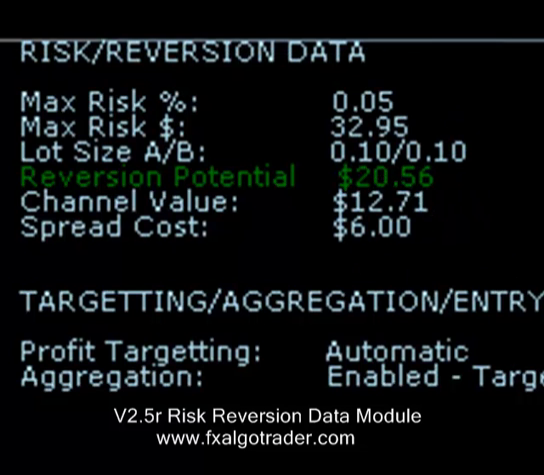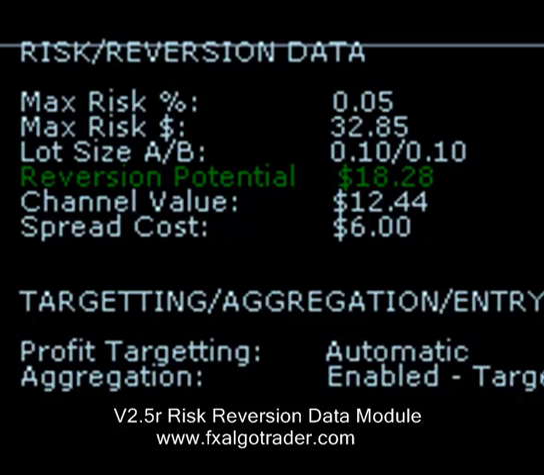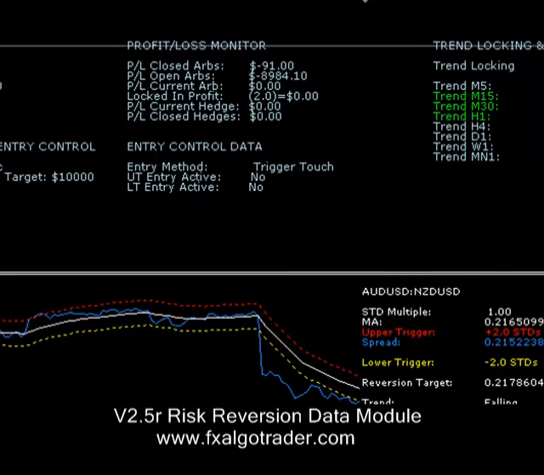So we'd be looking to capture small profits out of any corrective rally in the underlying pair which the arbs create. That's obviously assuming that you're using forex pairs which actually do create a synthetic trade. If you're trading indices, CFDs, or commodities, then there won't be a synthetic pair which will be tradable directly. So that's an overview of the risk reversion data module.